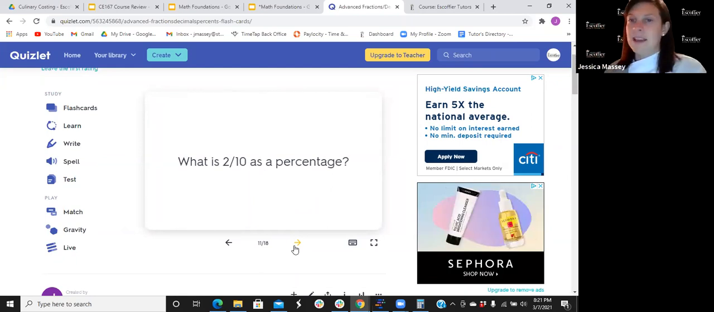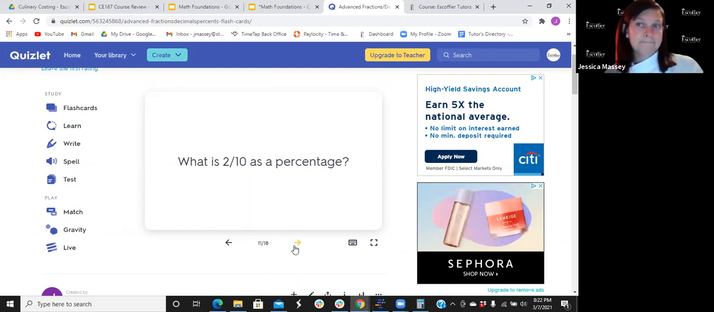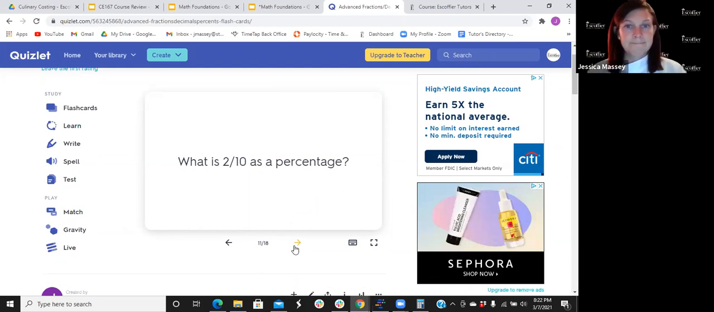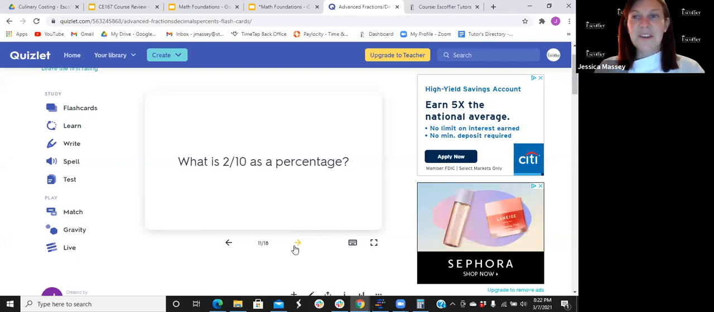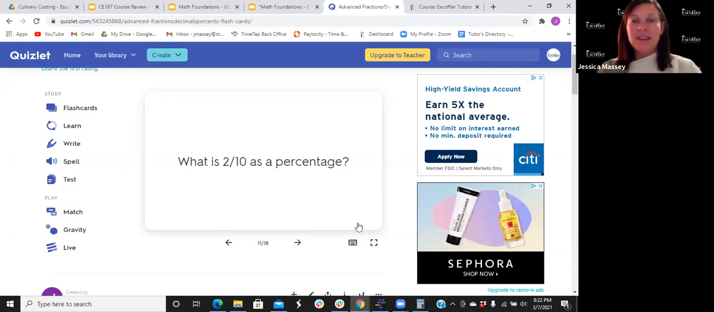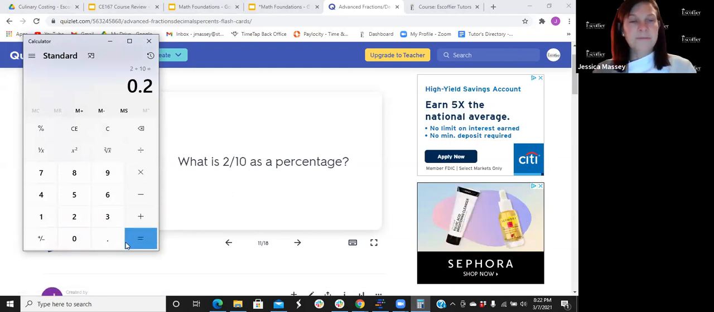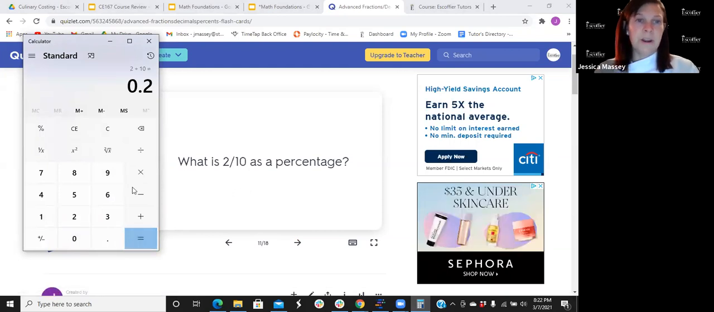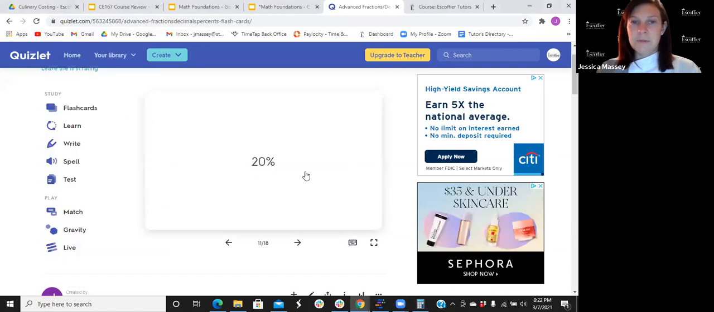What is 2/10 as a percentage? This is a two-parter. She didn't catch that yet. So you have to do both steps here. You would take your 2 and divide it by your 10, and we get 0.2. But we want to know our percentage because we're reading the full question. So we multiply that by 100, and 20% would be your answer.